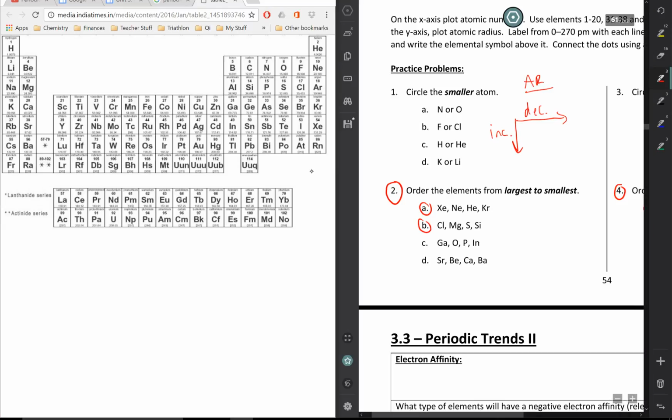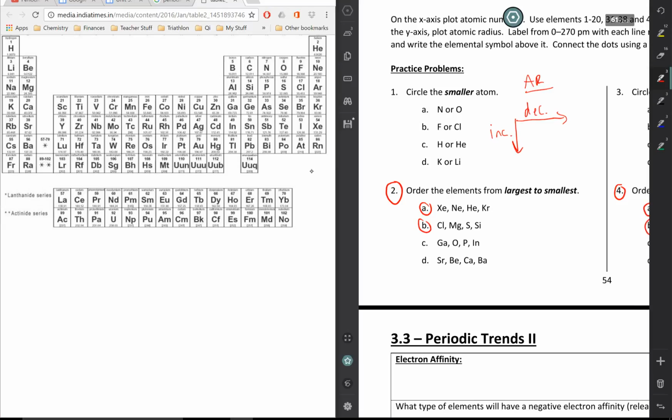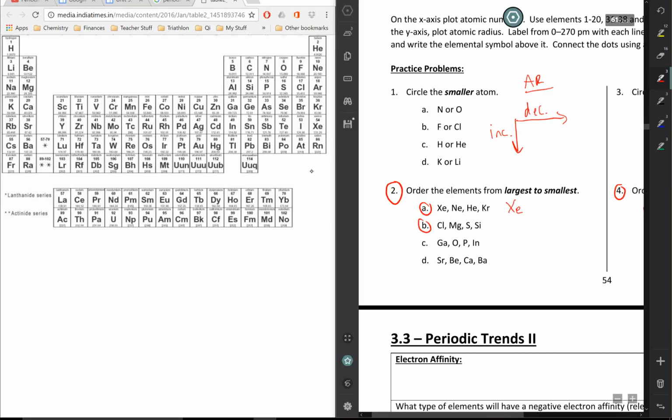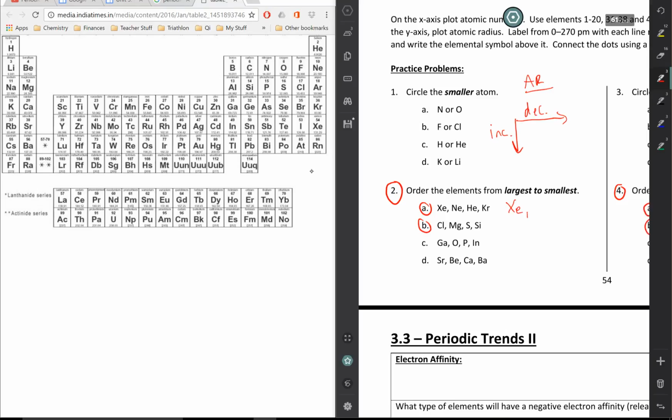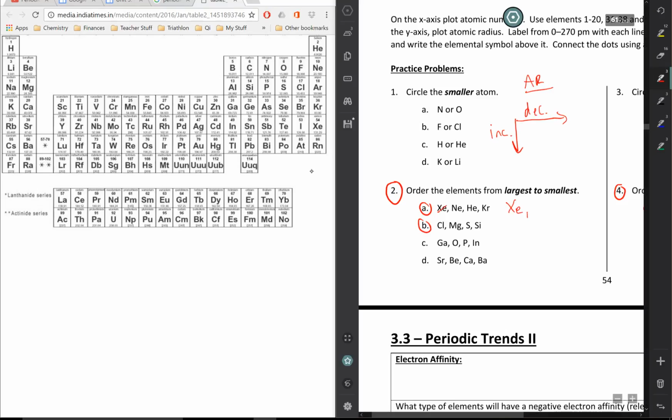The largest of all of these should be the one that's at the furthest at the bottom of group 18. So for us, that's going to be xenon. As I make my way up, the atom should get smaller and smaller. So xenon's taken care of. Then I see krypton above that. Then I'll see neon. And finally, helium.